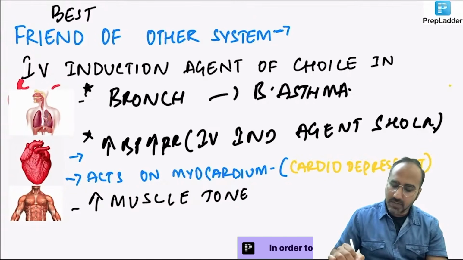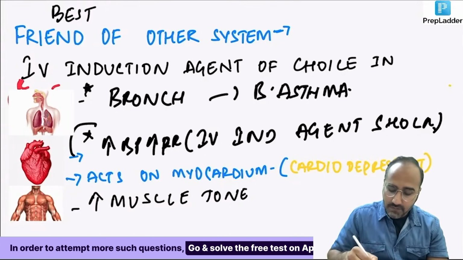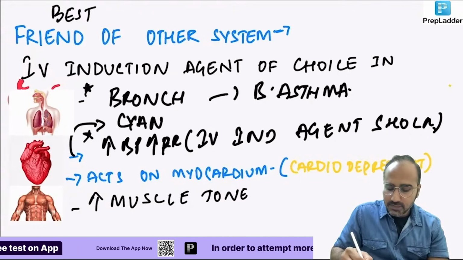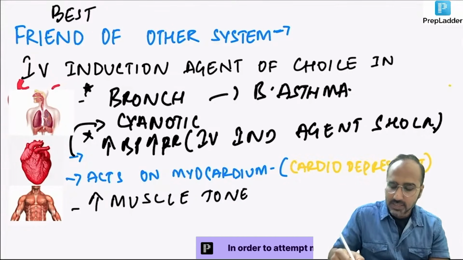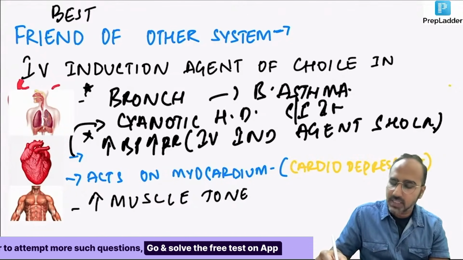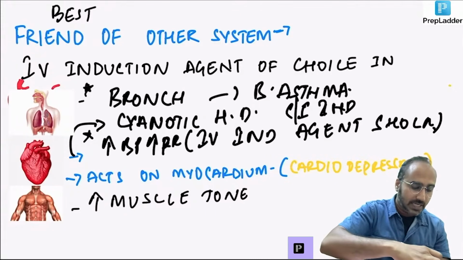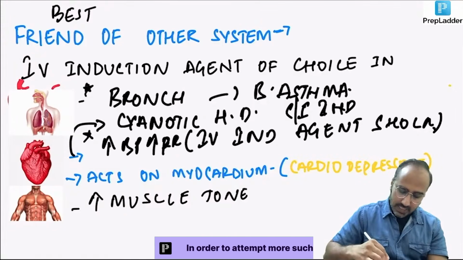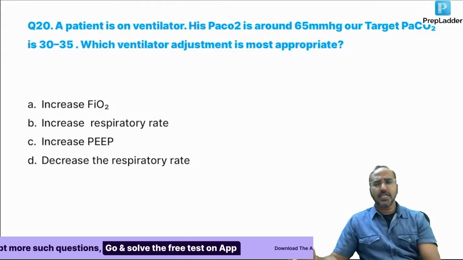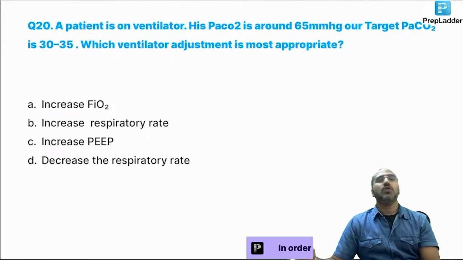Next, ketamine acts on the muscle by increasing the muscle tone. But remember, ketamine can be given for cardiovascular conditions. You have to remember ketamine can be given for cyanotic heart diseases. Contraindicated in ischemic heart disease. You cannot give ketamine in ischemic heart disease. Why? Because in ischemic heart disease, you don't want patient's blood pressure to be on a higher side. That's regarding ketamine. Next, analgesic effect. Ketamine is the only IV induction agent that is having a good analgesic effect.